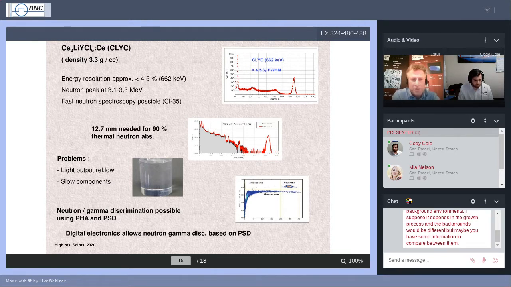We show a scatter plot to the right here, and this blob there to the right, that's the thermal neutron peak. These days, digital electronics is really replacing everything that's like NIM applications. And this digital electronics that we can buy these days makes it very easy to do these kinds of scatter plots.